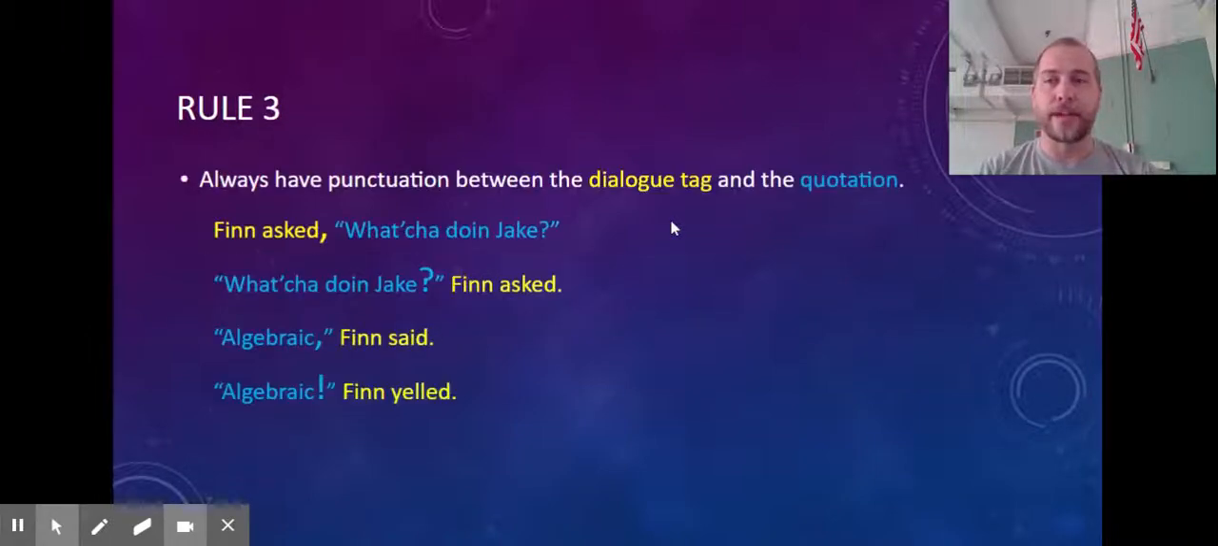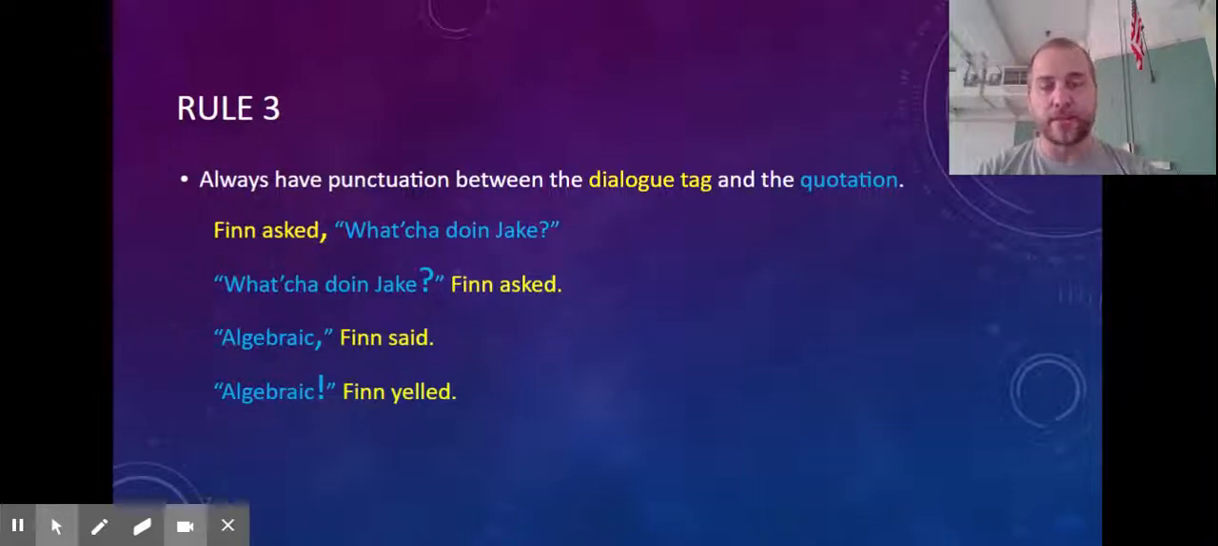Moving on to rule 3. You should always have some form of punctuation between the dialogue tag and the quotation. And so here's what most of your dialogue is going to look like. You're going to have this dialogue tag first, and then a comma, and then the quotation. It's really easy when the dialogue tag comes first because your punctuation is always going to be the same. It's going to be a comma.